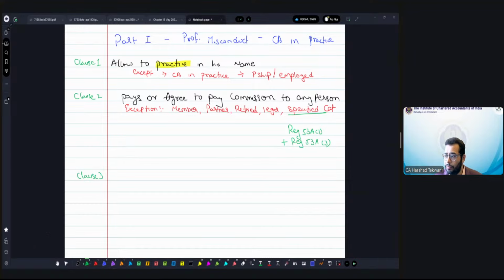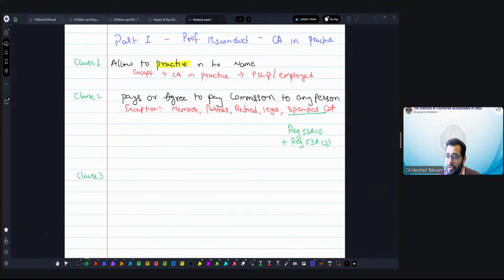What is clause 3? Sir, accept or agree to accept any part of profit or provision other than the person members as prescribed in Regulation 53A. Yes, absolutely correct. So if you see clause 3, it talks about accepts or agree to accept any part of the profit of the professional work of a person who is not a member of the institute.